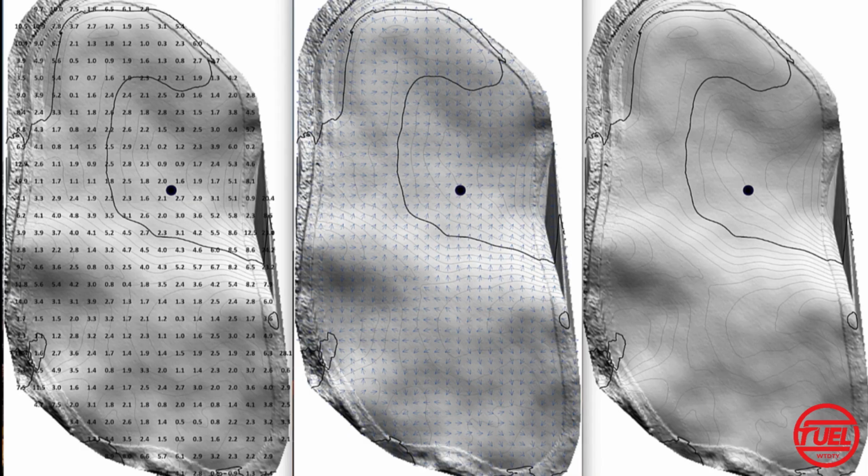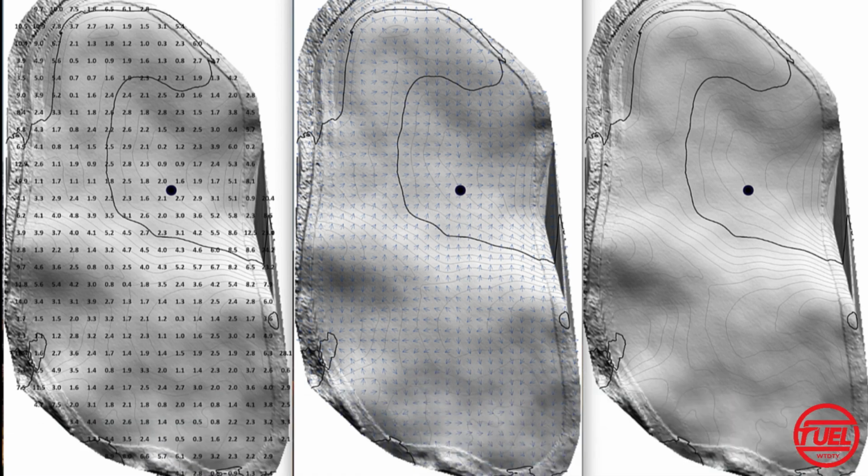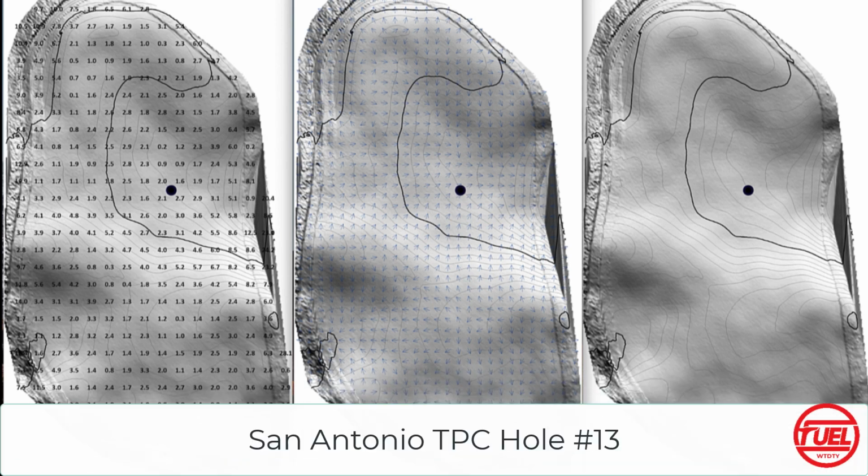Inside of this video, we're going to be talking about the high percentage putt, how to identify it, and how it actually changes from player to player. Some quick background. Here is San Antonio TPC hole 13.